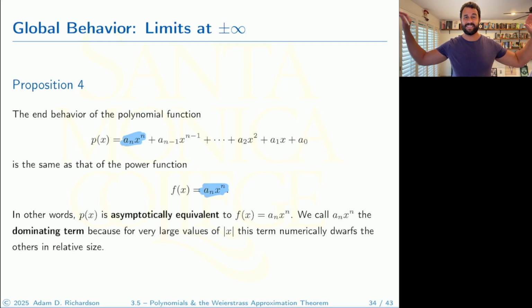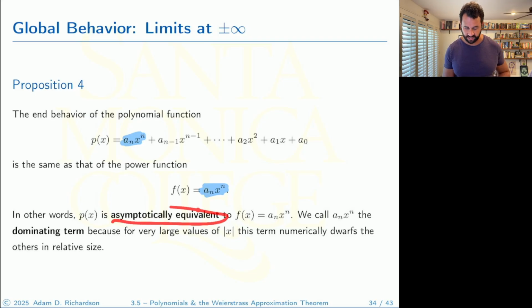Gigantic value. x is like 20 quadrillion, huge. What does it look like when you're way out there? It's going to look like this. Now, there's a reason for that. First, what we call this connection is asymptotic equivalence, and we're going to talk about that a lot more in section 3.9. But what we're saying is the polynomial is asymptotically equivalent to its leading term, and we call that leading term the dominating term.